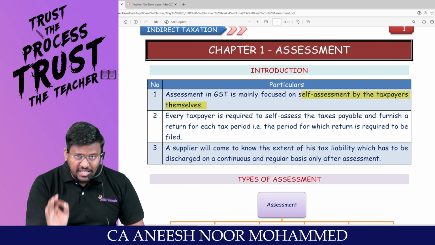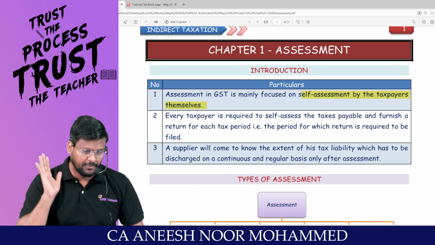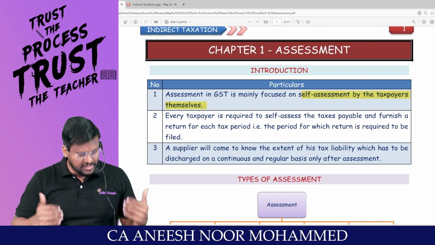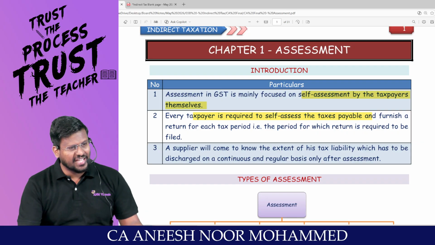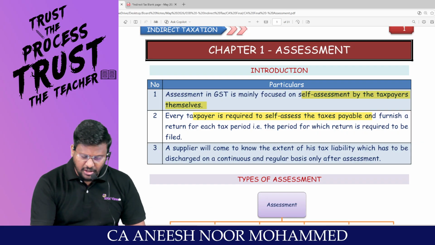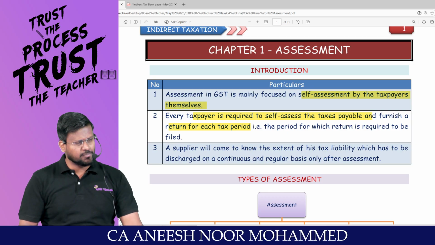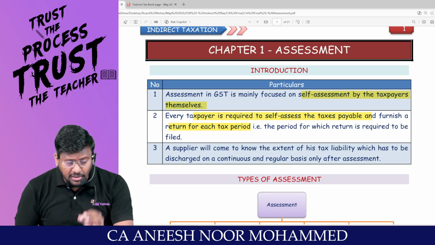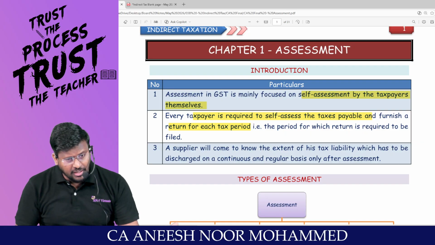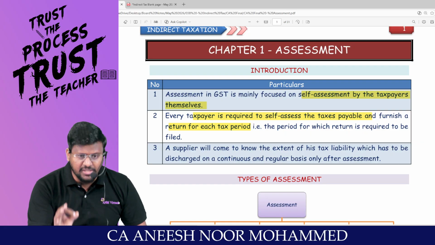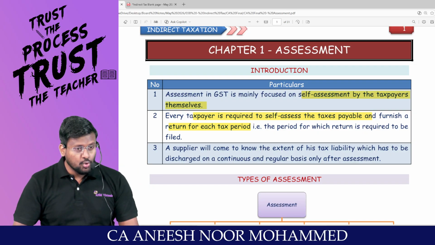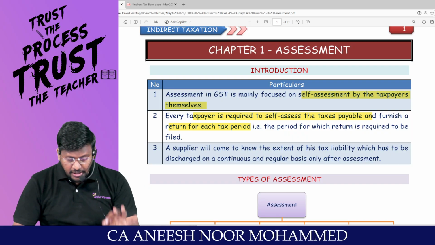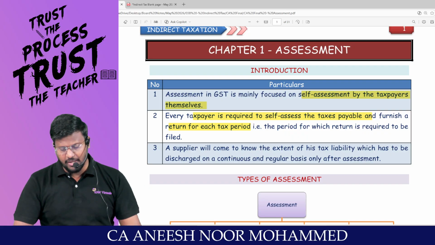In GST, assessment means self-assessment. You are assessing yourself. Every taxpayer is required to self-assess the taxes payable and furnish a return for each what period? Tax period. That tax period may be monthly, that tax period may be quarterly. If you are a registered person, either under section 22 or under section 24, then you are having the natural responsibility to self-assess the tax payable.